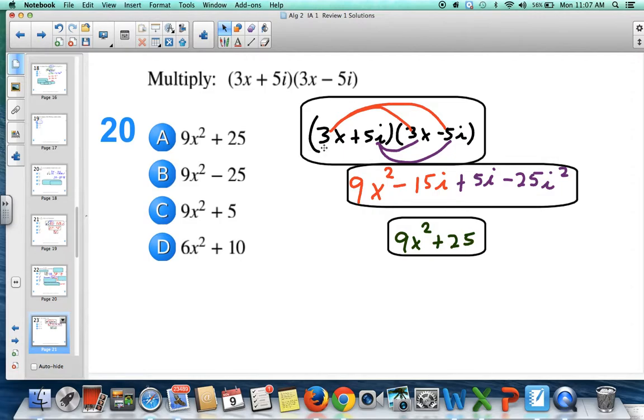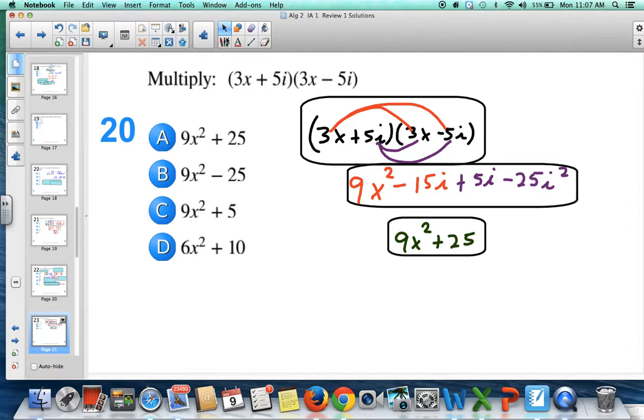This one here is just a straight FOIL, but we have x in here, so it mixes it up a little bit, but it shouldn't be a problem. 3x times 3x is 9x squared. 3x times negative 5i is negative 15xi.